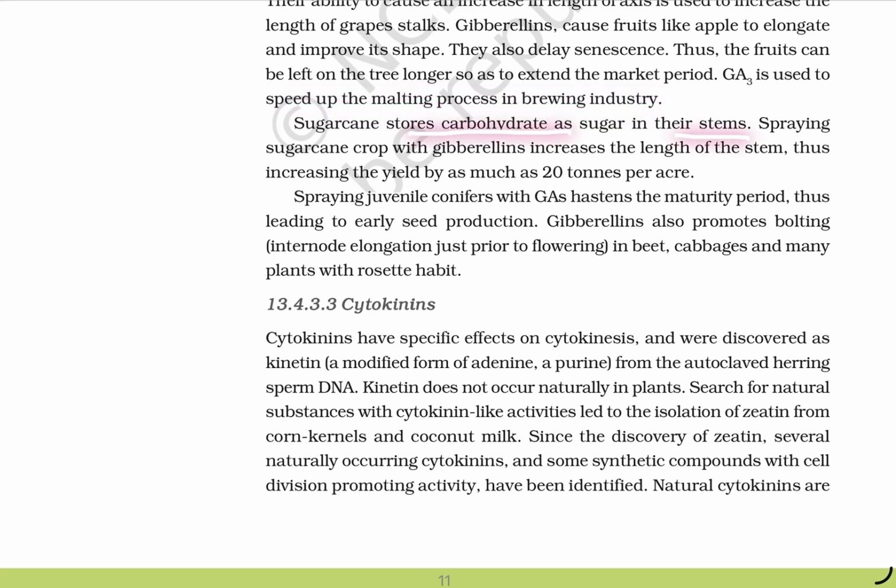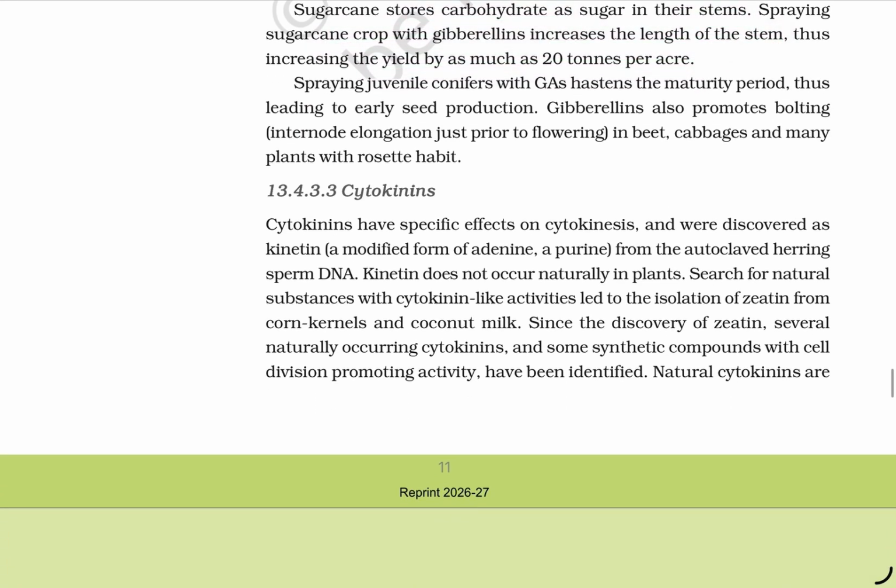Sugarcane stores carbohydrates as sugar in their stems. Spraying sugarcane crops with gibberellin increases the length of the stem and thus increases the yield by as much as 20 tons per acre. The spraying of gibberellin hastens the maturity period and thus leads to early seed production. Gibberellin also promotes bolting, the internode elongation just prior to flowering in beets, cabbages and many other plants with a rosette habit.